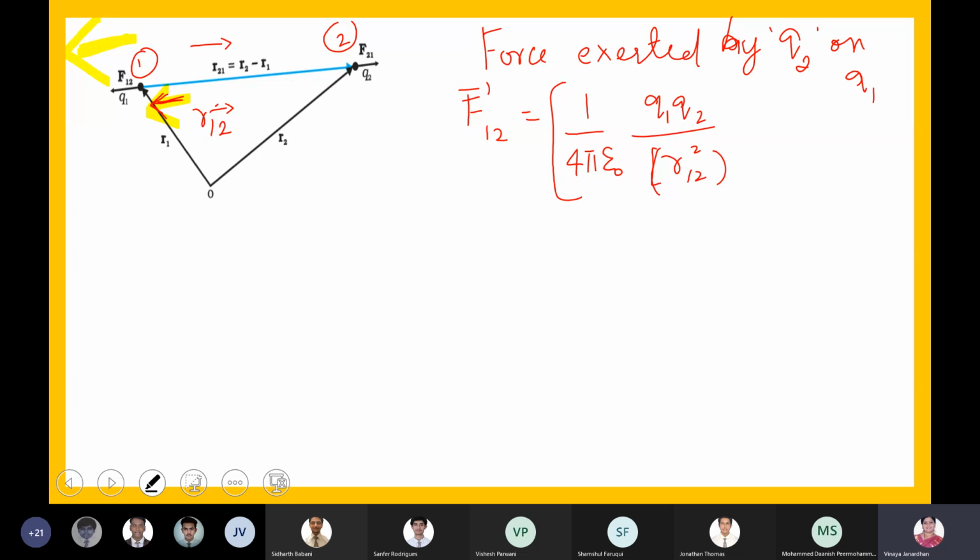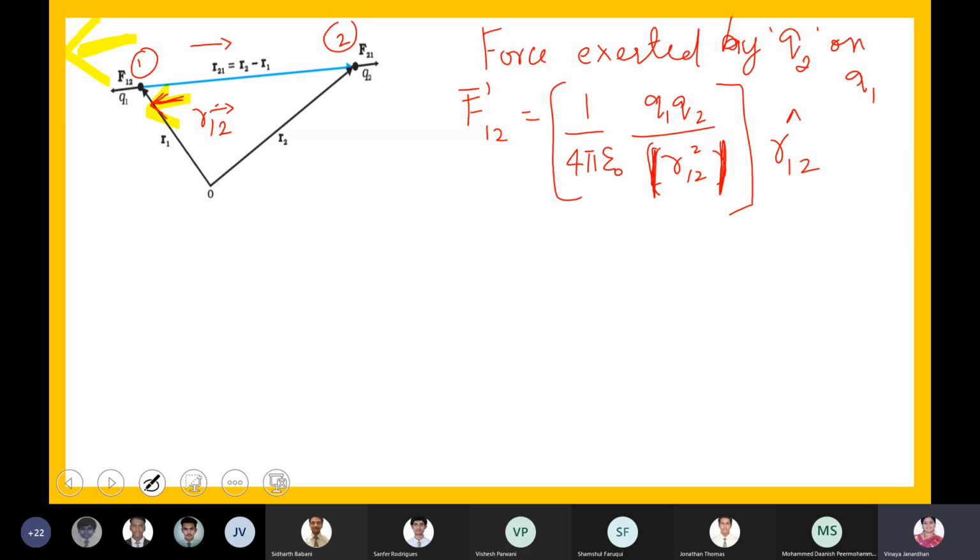F12, that is Q2 is exerting a force on Q1. It's a force of repulsion. So Q1 is moving towards your left. The vector which is acting towards your left, the distance between Q1 and Q2, which vector should I take? It is R12, which is going to act towards your left. So this is the modulus. Then it is R12 cap.